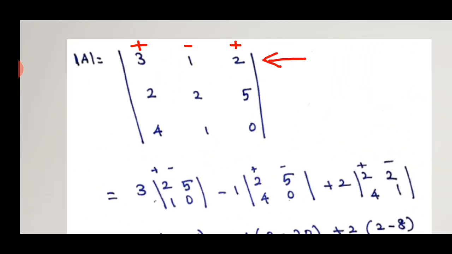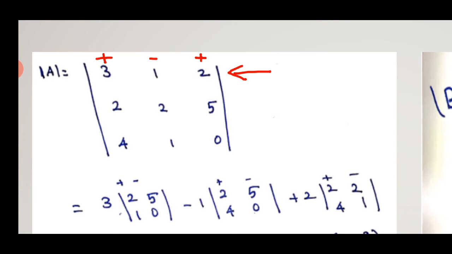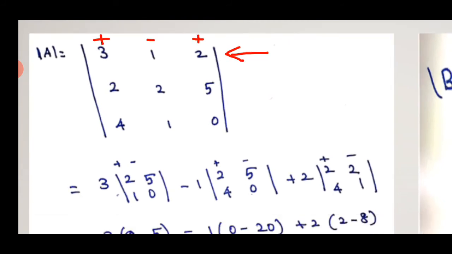That is 3 rows, 3 columns. You can see here determinant of A equal to 3 1 2, 2 2 5, 4 1 0. Actually here we have 3 rows and 3 columns. You can expand the determinant by choosing any one row or any one column. So I'm going to choose the first row. That's why I've given a red color arrow mark. Right. Over the first row, then you have to assign the sign. So what is the sign we assign? So plus minus plus. Okay.